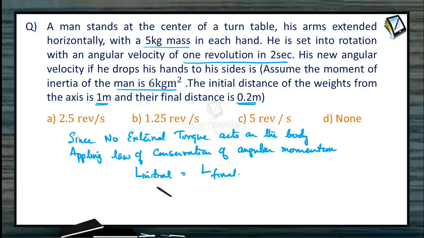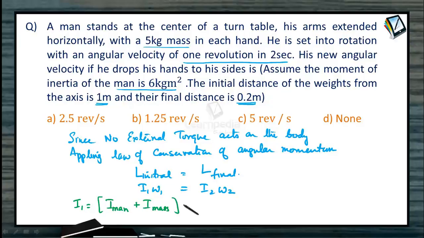What is angular momentum? I into omega. So I1 omega 1 should be equal to I2 omega 2. I1 is the total moment of inertia initially, omega 1 is the initial angular velocity, 1 revolution in 2 seconds, given to us. I2 is the final moment of inertia, and omega 2 we need to calculate. So first, the initial moment of inertia will be that of the man plus that of the masses.